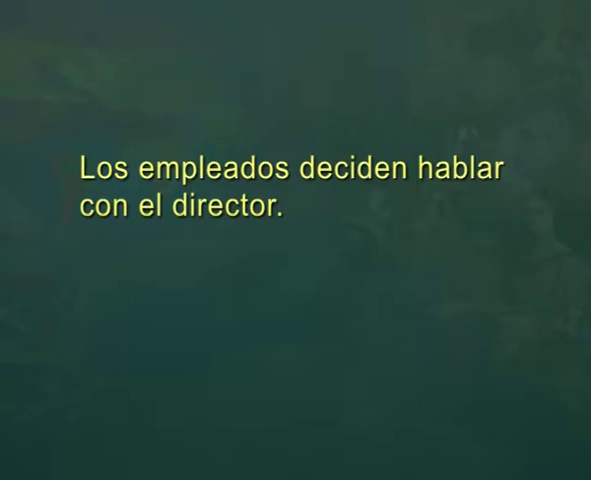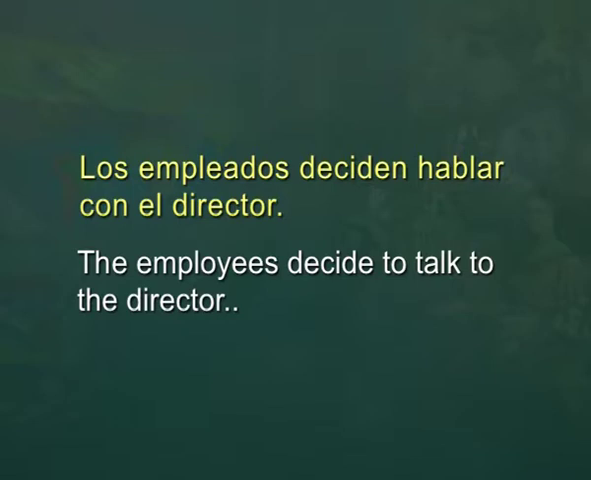Now, we shall make a sentence with another ir ending verb, decidir, which means to decide. The sentence goes like this: los empleados deciden hablar con el director. Decidir is to decide, and hablar is to speak. As the subject is plural, los empleados, the employees, the conjugation is third person plural, deciden. The employees decide to talk to the director. Remember that hablar is a first group ar ending verb, which means to speak.